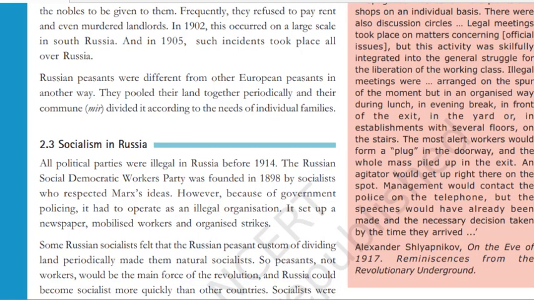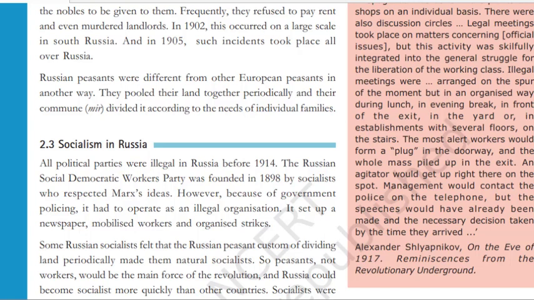The most alert workers would form a plug in the doorway and the whole mass piled up in the exit. An agitator would get up right there on the spot. Management would contact the police on the telephone, but the speeches would have already been made and the necessary decision taken by the time they arrived. Alexander Shlyapnov, On the Eve of 1917, Reminiscences from the Revolutionary Underground.